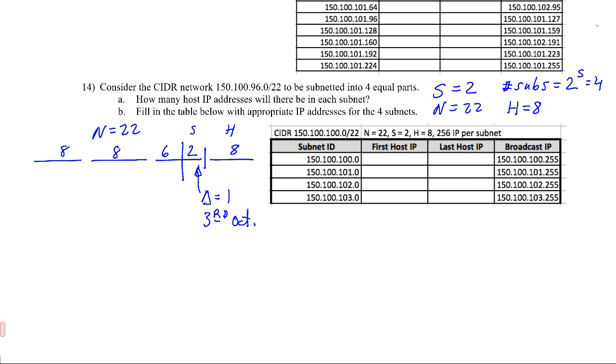So what we're doing is we're taking our /22 and breaking it up into /24s. So each of these is a /24 subnet of a /22 CIDR. So there are 4 /24 subnets of a /22 CIDR. Okay, hope that helps and that this is clear.